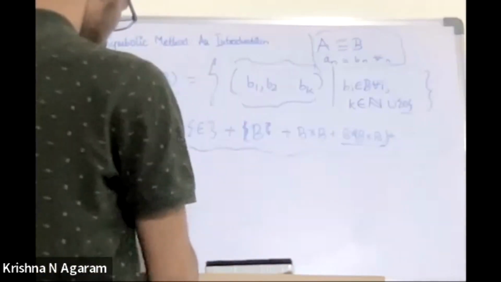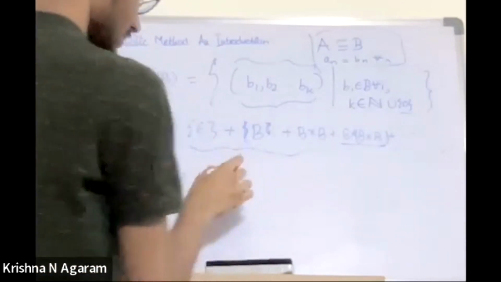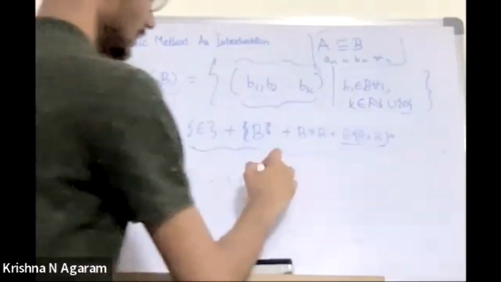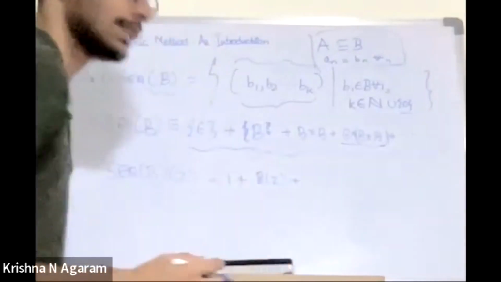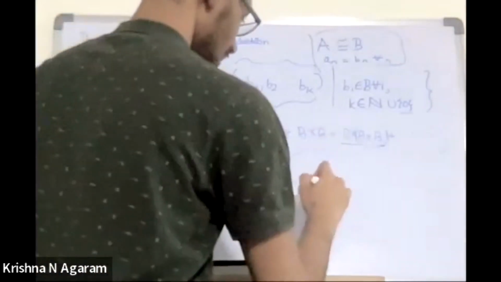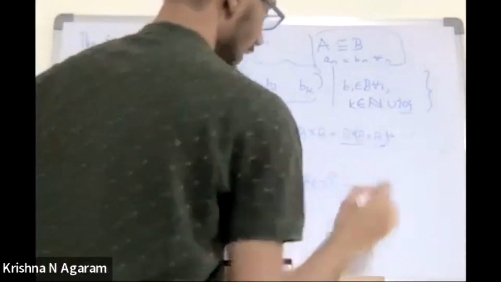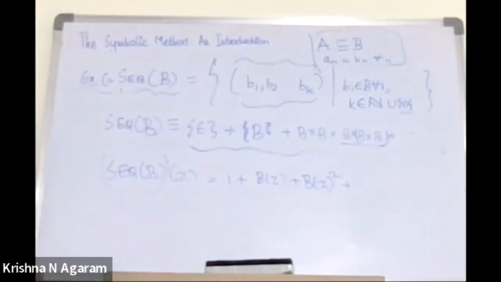So in generating functions, this is 1 plus, because the generating functions add, plus B of Z. That's its generating function. What's the generating function of B cross B? B of Z times B of Z. What's the generating function of B cross B?